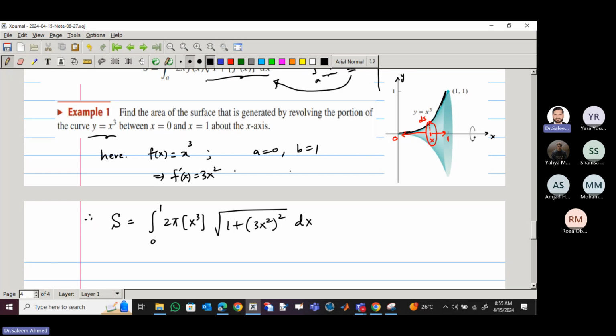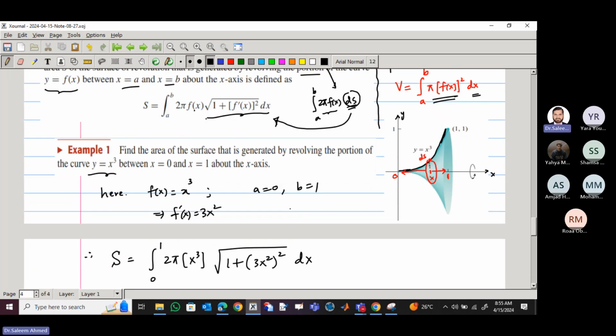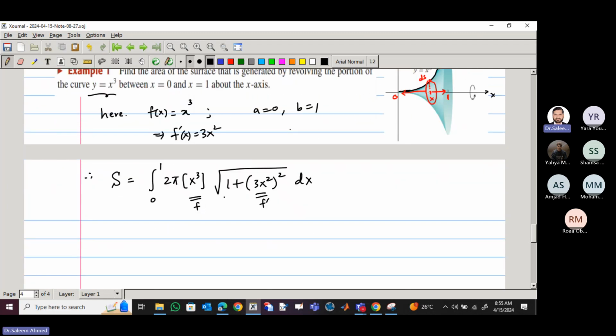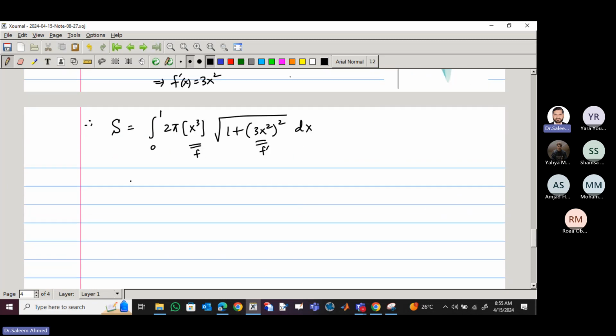So see in the formula, if you look at the formula here, 2 pi f(x). So I got this f(x) here, and 1 plus f prime of x squared. So this is my f and this is my f prime. Okay. And x goes from a to b. So a and b are from 0 to 1. So now I will simplify and solve.